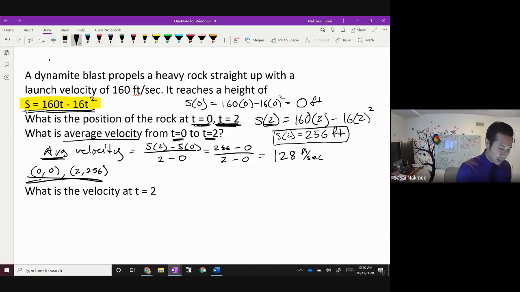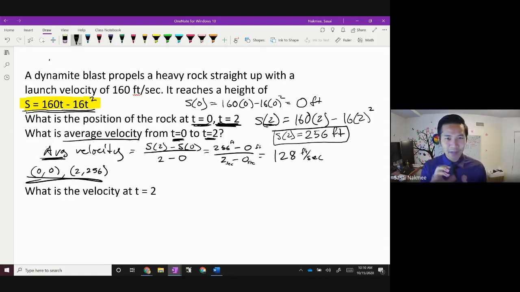But here's the idea. In the top, it's 256 minus 0 feet, so 256 feet. In the bottom, it's 2 seconds minus 0 seconds. So you end up with this unit of feet in the top and seconds in the bottom, which I'm hoping now makes sense when you are dealing with speed or velocity, right? Miles per hour is the idea that you traveled a certain number of miles per hour. Feet per second is the idea that this thing has traveled 128 feet every second. That's the average speed that this thing is going at, right?